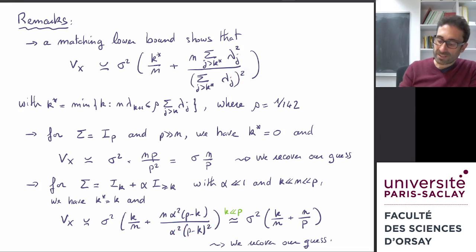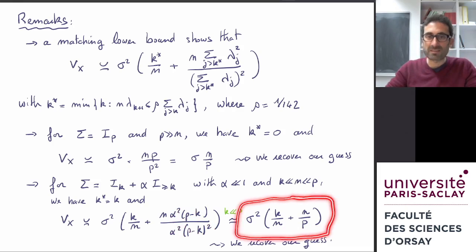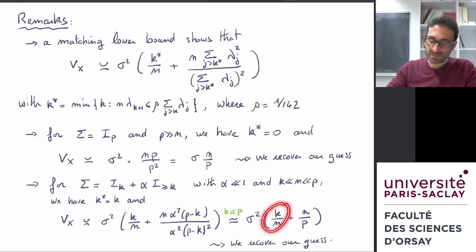By using the fact that k is very small compared to n, I can forget about the k here, and the p will cancel out, the alpha will cancel out, so you end up with this formula, sigma squared times k over n plus n over p. And this is exactly the guess that we had from our informal computation. So we recover the result that we guessed last time, and recover the fact that we have this low dimensional part and this high dimensional regularization.